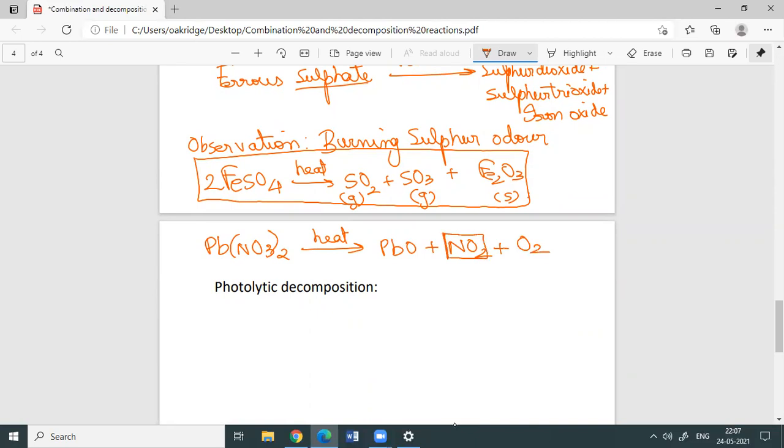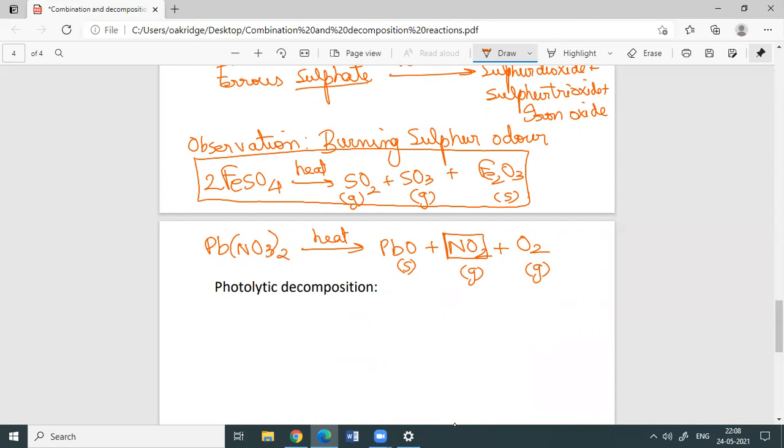So whenever any colored gases are coming out, children, just make a box like this and put reddish brown color on this, so that when you're referring to the notes, you'll get an idea. This is a colored gas which is coming out. So this is a solid, this is a gas, and this is oxygen, which we know is not a colored gas. It's a colorless gas, in other words. So this is all about the thermal decomposition.